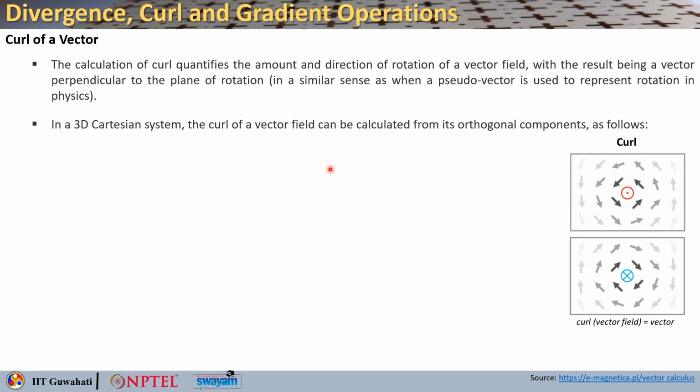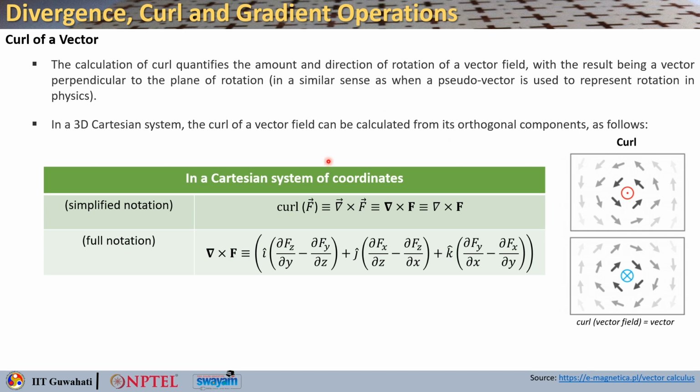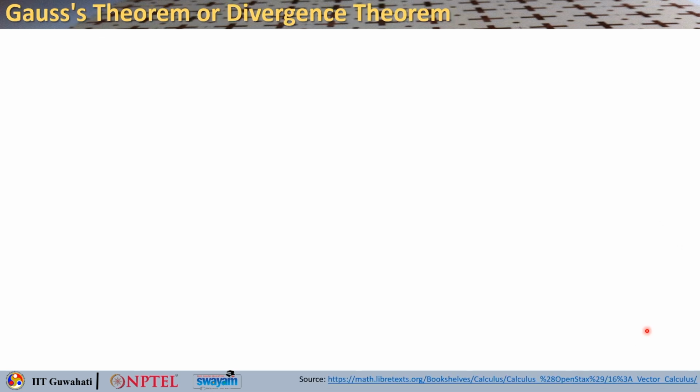So, in a 3D Cartesian system, the curl of a vector field can be calculated from its orthogonal components. So, curl of f can be written as del cross f, okay, that will be simply del is a vector, f is a vector. So, you just do the cross product. So, it will be i cap (∂fz/∂y minus ∂fy/∂z) plus j cap (∂fx/∂z minus ∂fz/∂x) plus k cap (∂fy/∂x minus ∂fx/∂y). So, that way you can calculate the curl of a vector field, which is also a vector.